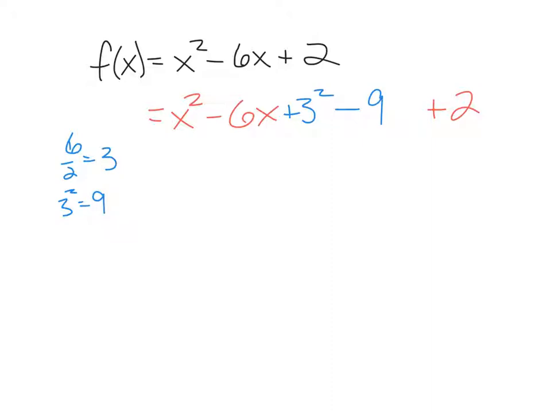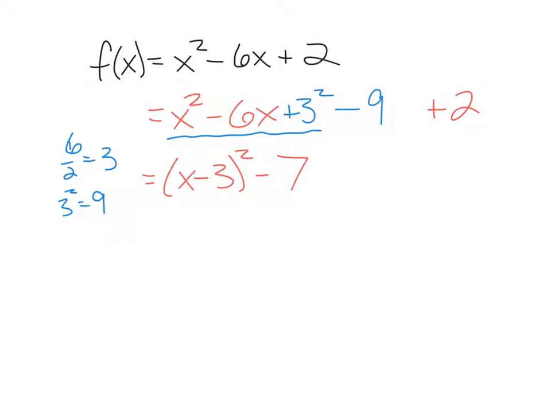Now we added this 3 squared because this is going to factor into what? X plus 3 or x minus 3 squared. Well, which one? Minus. Yeah, x minus 3. Why is it minus? Because of the -6. And then what's -9 plus 2? Negative 7. So now we changed it into vertex form. So we went from something that doesn't give us a whole bunch of information to something that gives us exactly where the vertex is.